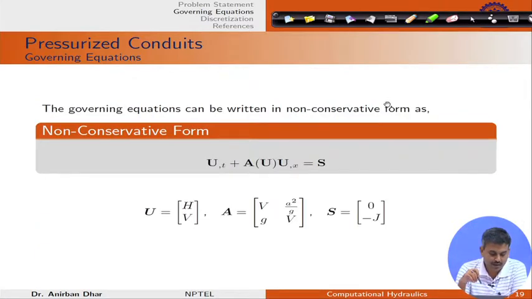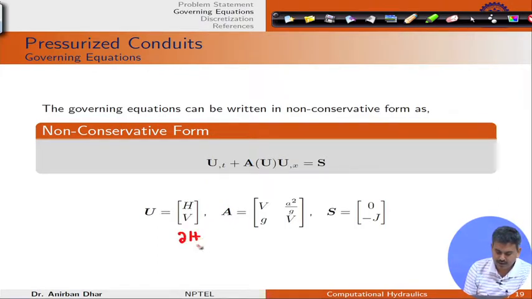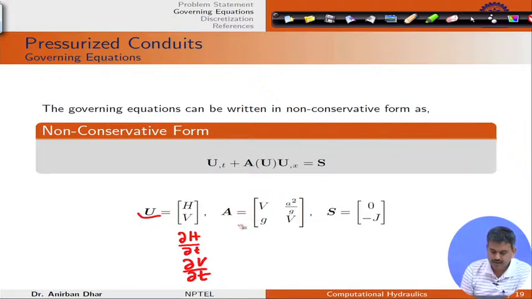Now, this equation can be written like this, which is our usual equation, and we have non-conservative form here. This means we have del H by del T, del V by del T, U as H and V. This A is V, A, G, A square G, V here.